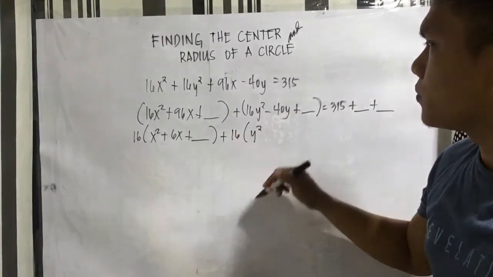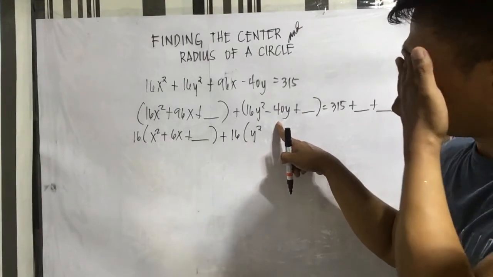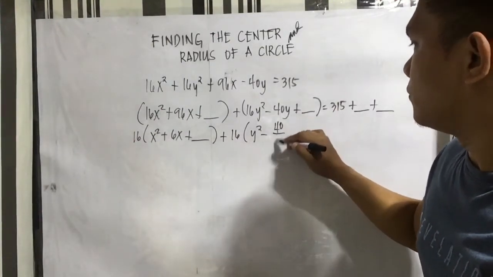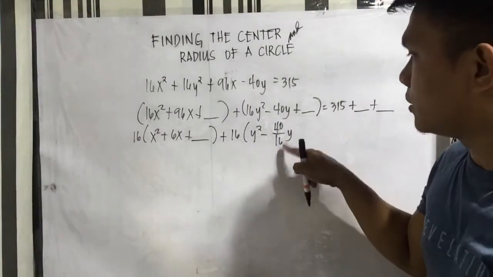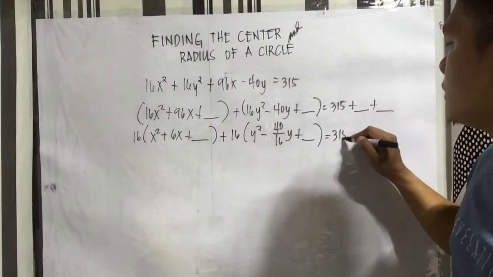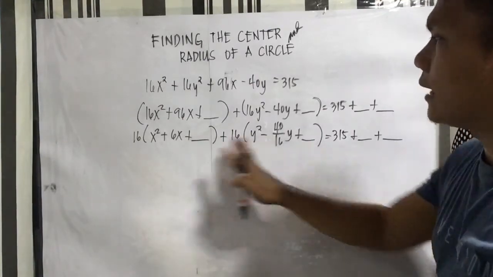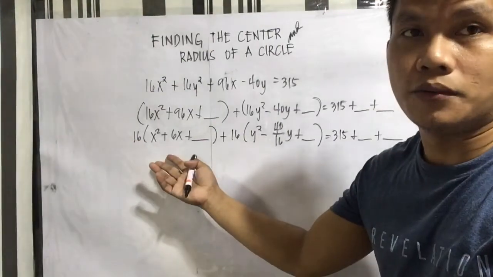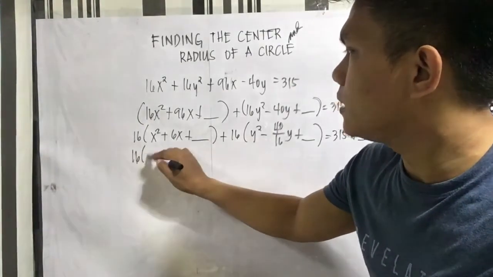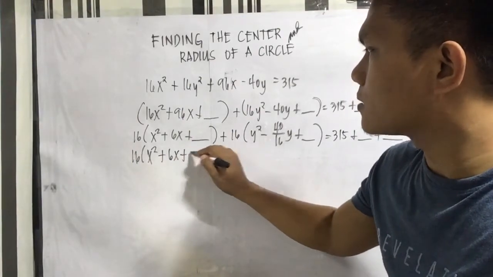Then we factor out 16 also from the y terms: 16 times y squared, and then we have 40 over 16y, just to make sure that we factor out 16, plus blank equals 315. We will not add yet because we are not ready; we did not yet get our last term. Next, 16 times x squared: half of positive 6 is positive 3, squared is 9. So plus 6x plus 9.